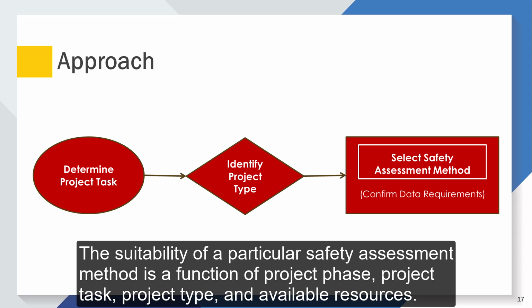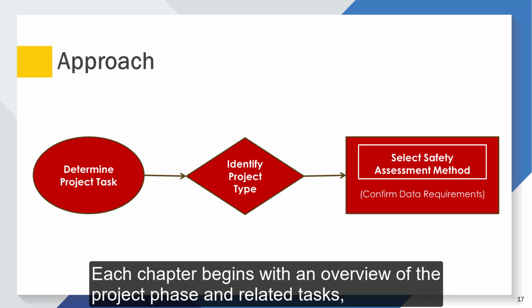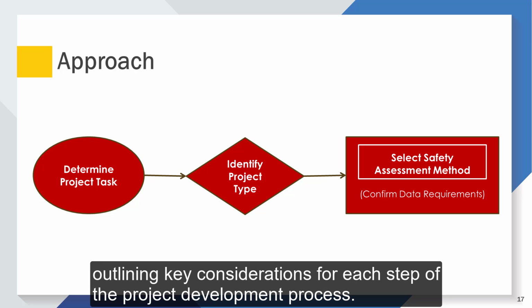The suitability of a particular safety assessment method is a function of the project phase, project task, project type, and available resources. Each chapter begins with an overview of the project phase and related tasks, outlining key considerations for each step of the project development process.